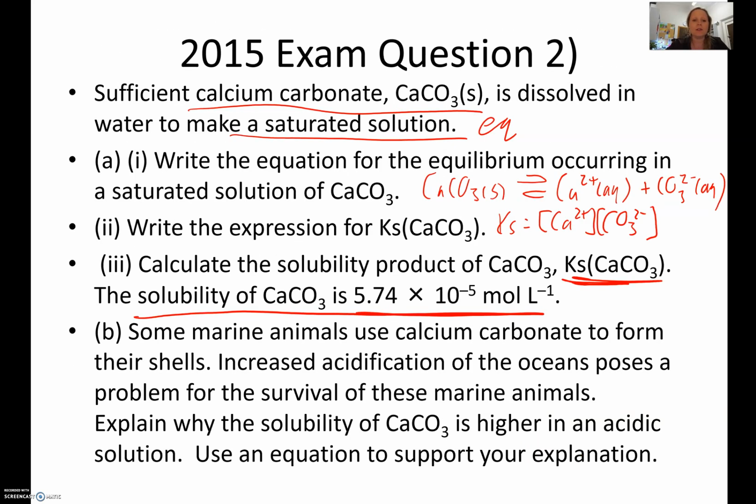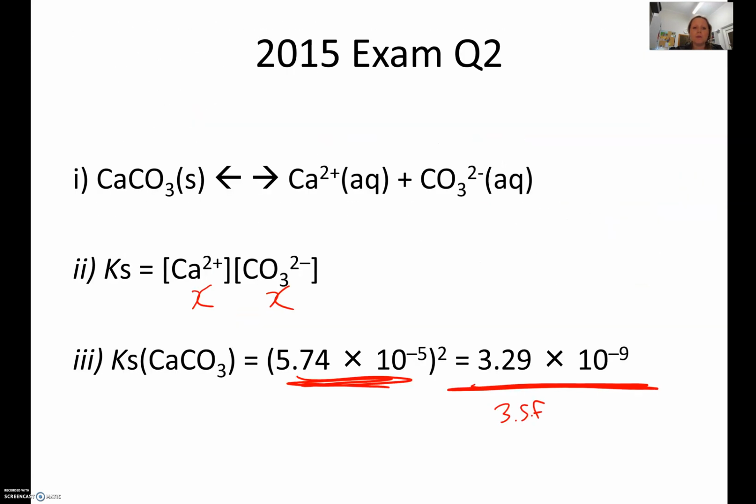Okay, so back to the question. Some marine animals use calcium carbonate for their shells. Increased acidification of the oceans poses a problem for the survival of these marine animals. Explain why the solubility of calcium carbonate is higher in an acidic solution. Use an equation to support you.